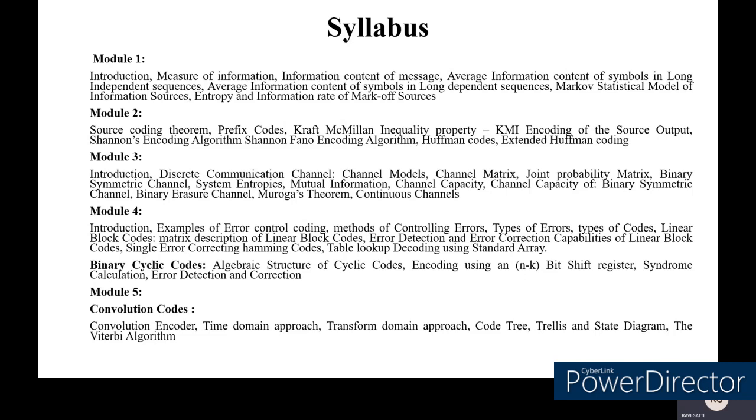So the mathematical representation, and how to know whether an error is present or not, we will get to know from model number 4. And in model number 5, we are going to study one more type of channel encoder. That channel encoder we call a convolutional code.